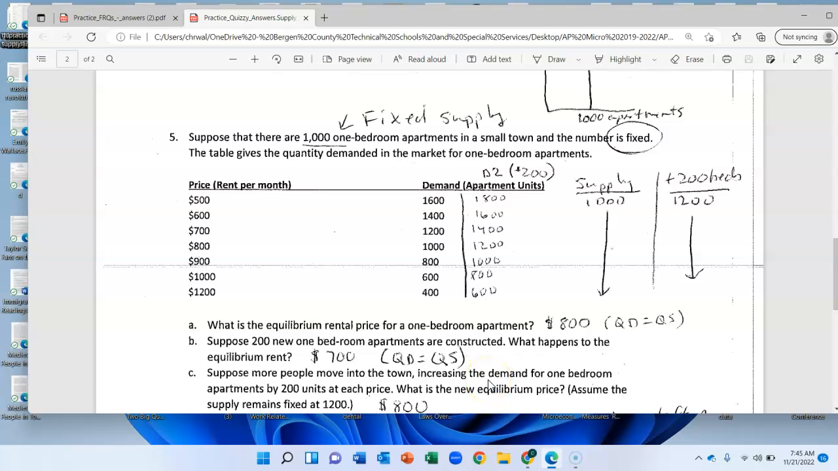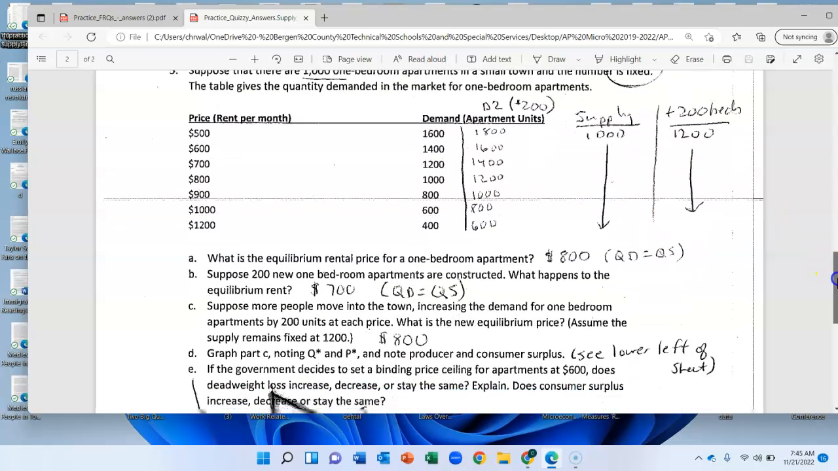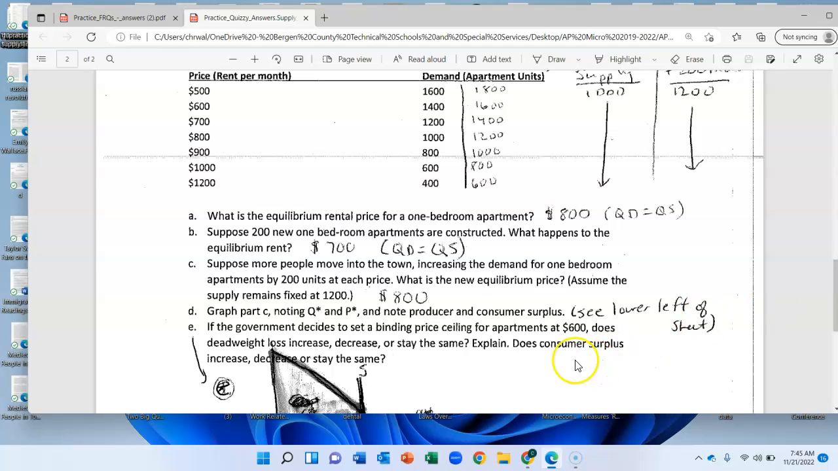Now more people move into town. This is a demand increase, increasing the demand for one-bedroom apartments by 200. So now we're looking at the second demand column. Everything is increased by 200. What is the new equilibrium price? At 1,200 for supply, that's fixed. Where do I see 1,200 here? It's going to be back up to the price of 800. So the equilibrium price is 800. The equilibrium quantity is now 1,200. Okay, very straightforward.